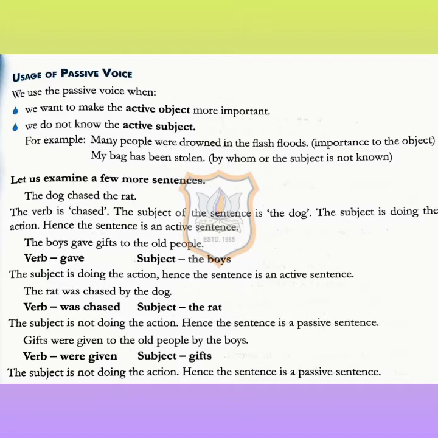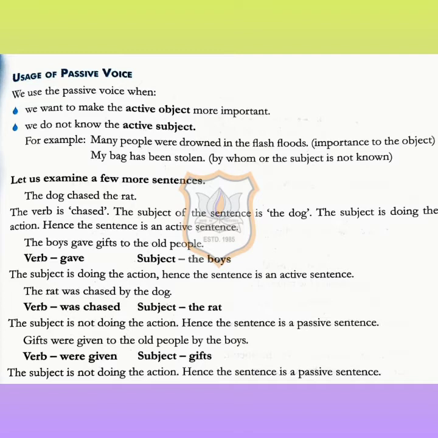My bag has been stolen. By whom? Or the subject is not known. In the sentence, you can see the bag has been stolen, but how the bag was stolen and who had stolen the bag, we don't know. So here the subject is not known. So these are the two cases when we use passive voice. One is when the active object is more important, and the other is when the active subject we don't know, right?